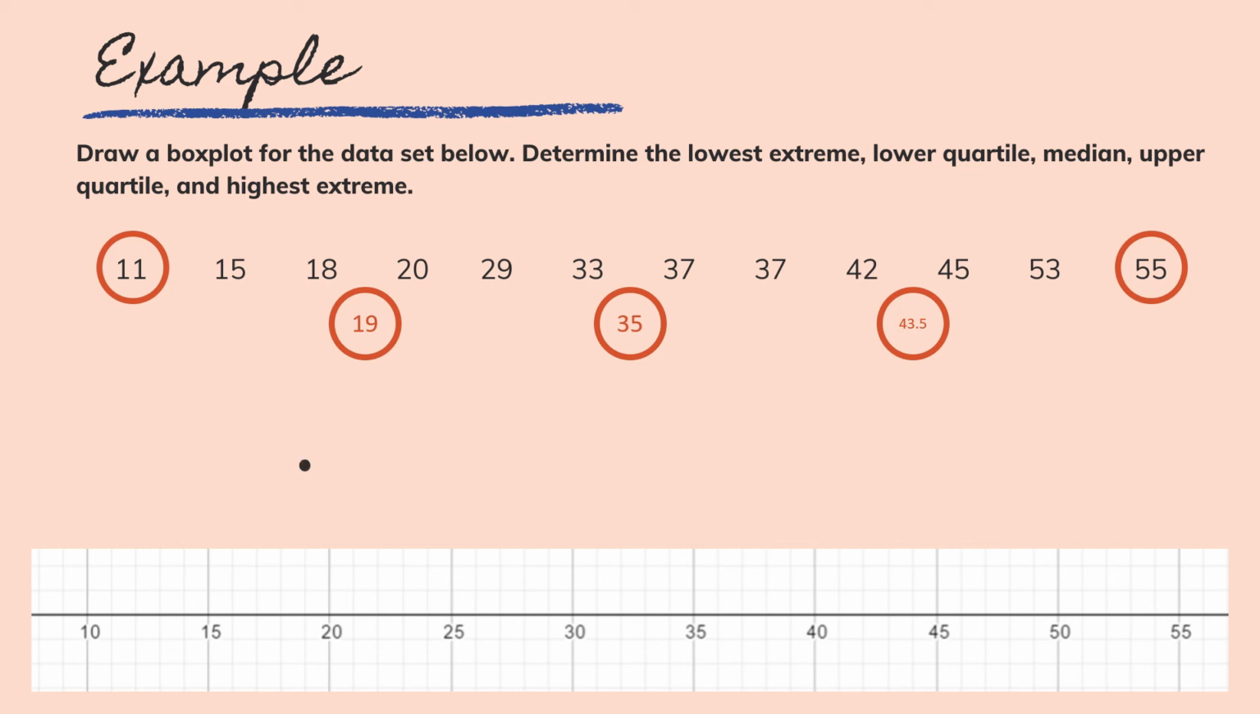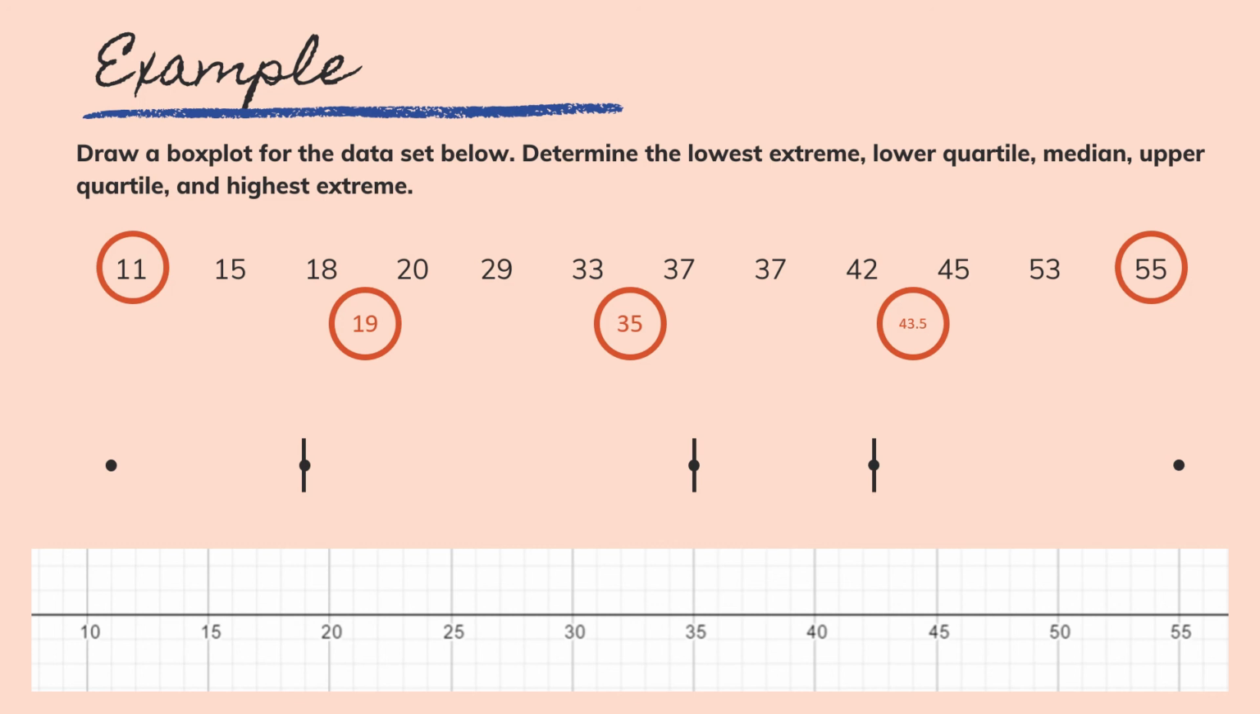Okay, so una muna natin i-plot si lower quartile, which is yung ating 19. And then 35, the median. 43.5, the higher or the upper quartile. Next ay plotting the highest extreme and the lowest extreme. Okay, so we have now 5 points. Let us now strike a vertical line sa ating lower quartile, median, and upper quartile.